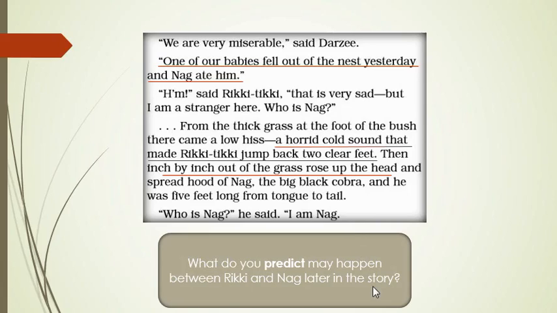Stop for a minute and answer the question below. What do you predict may happen between Rikki and Nag later in the story? And here we're using the nickname Rikki for Rikki Tikki Tavi, who is a mongoose in the story.